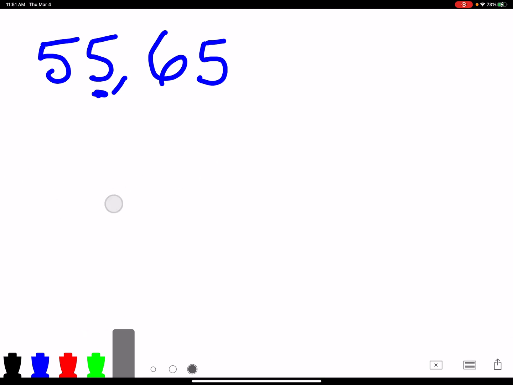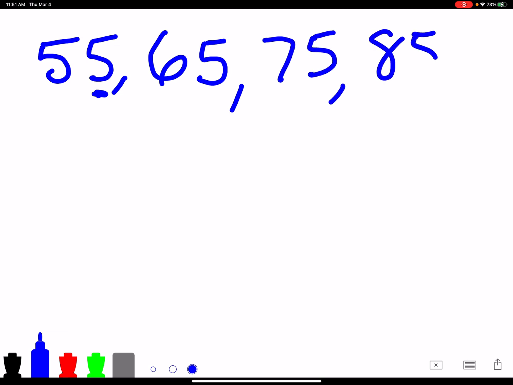So by counting by tens, whatever number's in the ones place is going to be the same, while the number in the tens place, you're just adding 1. So now we have 65, 75, 85, and what's the next one? It's going to be a 5 in the ones place, and then we add 8 plus 1, we would get 95. And it's just the same thing for any number.